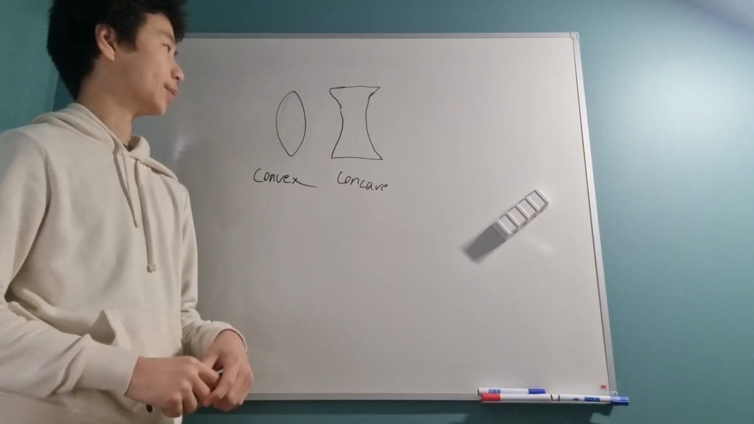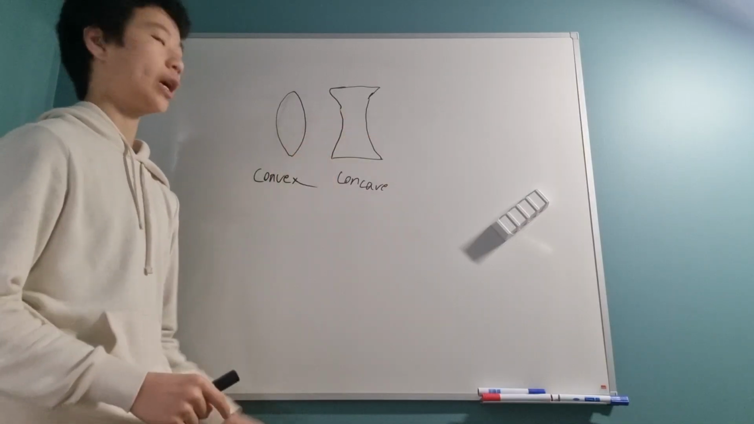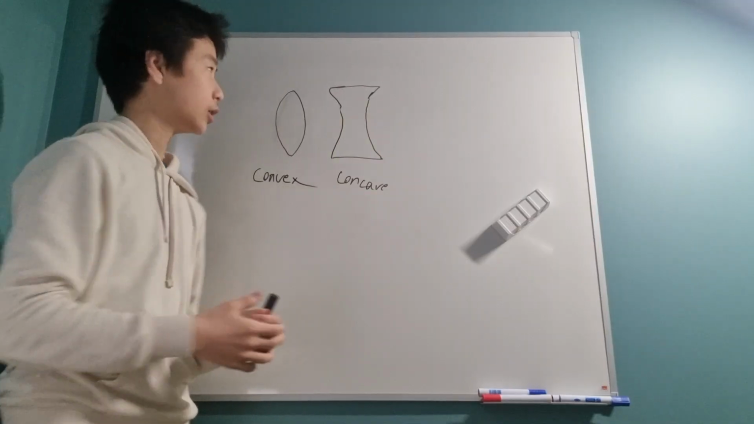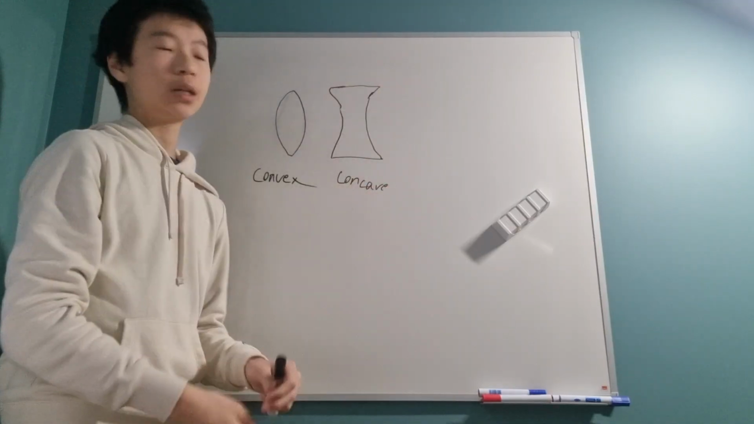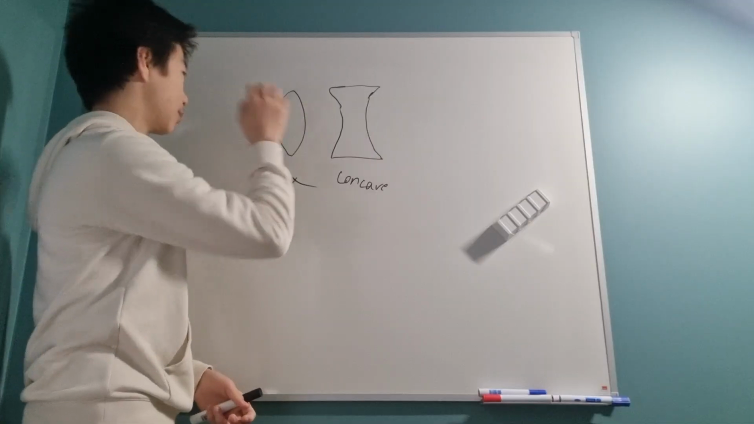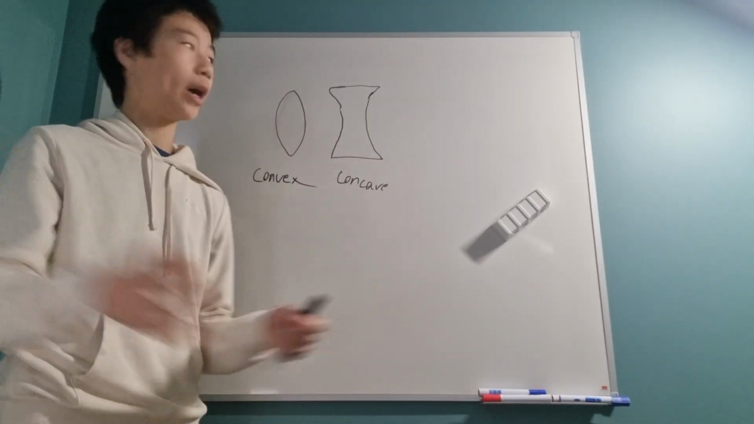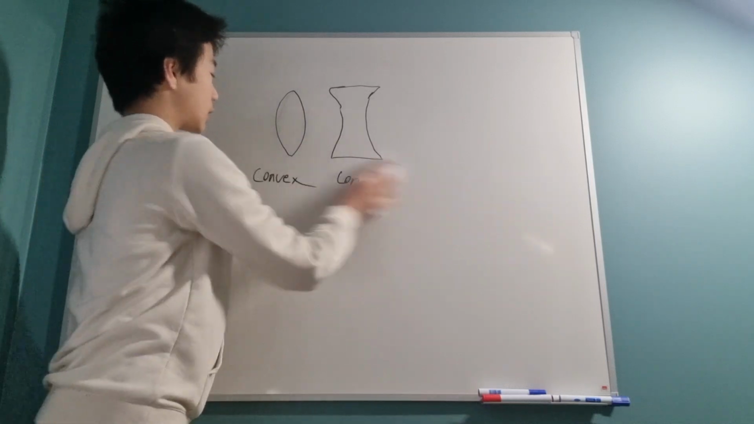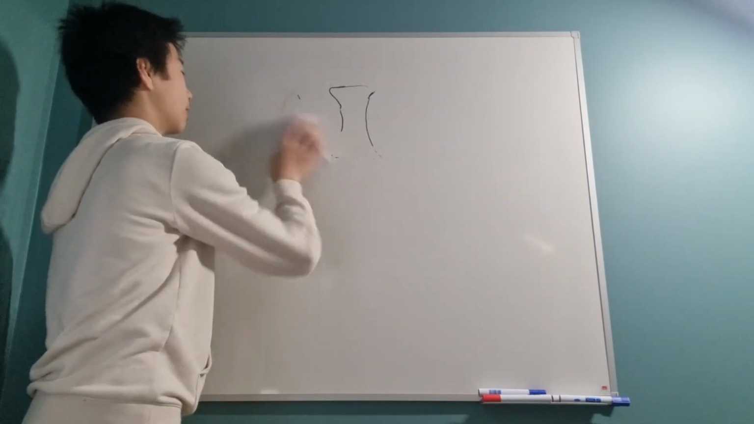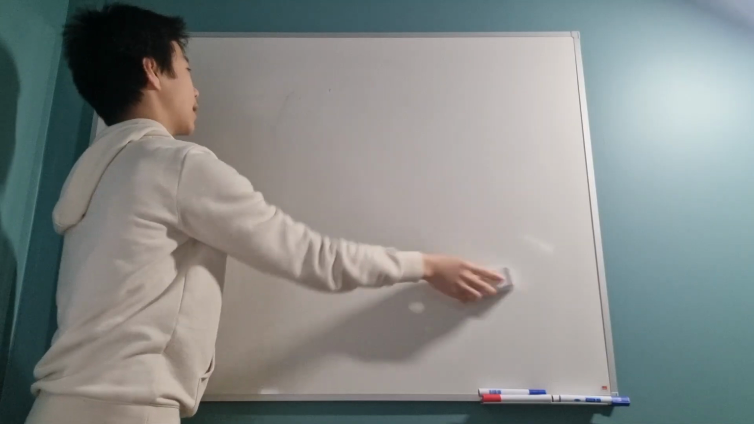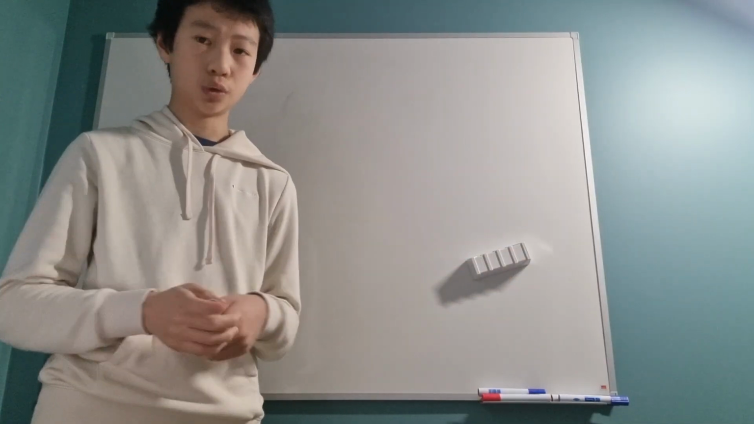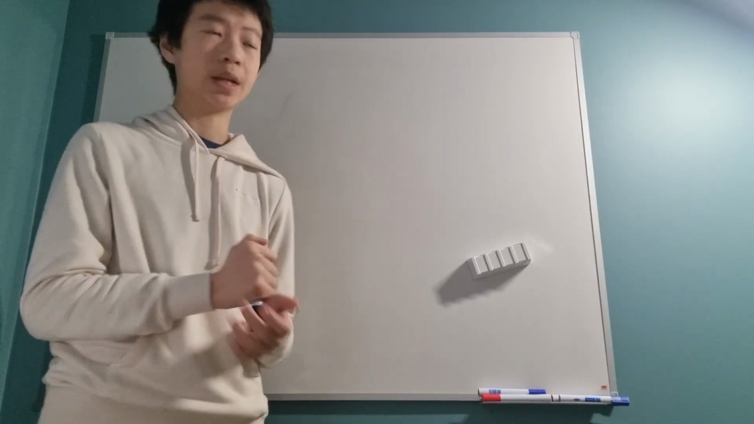As you notice here in the concave, the middle is thinner than the top and the bottom, and in the convex, the middle is wider than the top and the bottom, forming these shapes. So let's see how light travels through the convex and the concave lens.